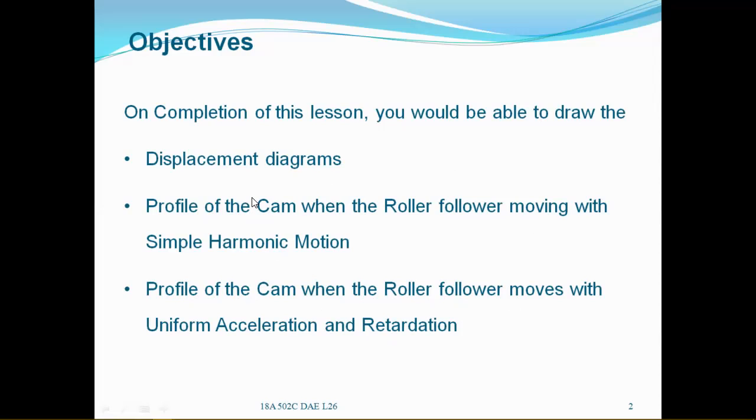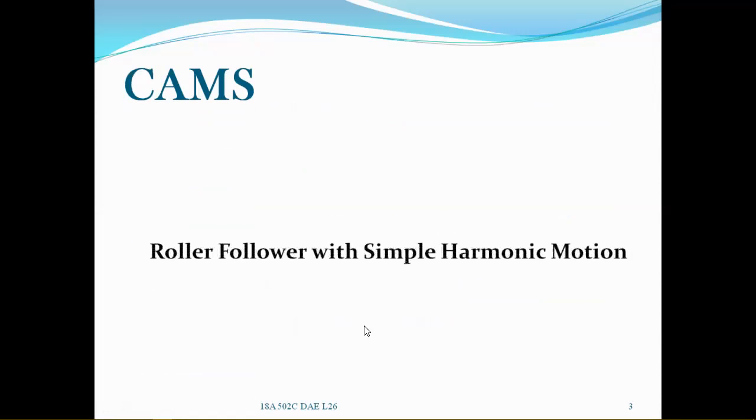and you would be able to draw displacement diagrams as well as the profiles of the cam for a roller follower moving with a simple harmonic motion and uniform acceleration and retardation. So first of all, the cam profiles for a roller follower with a simple harmonic motion.